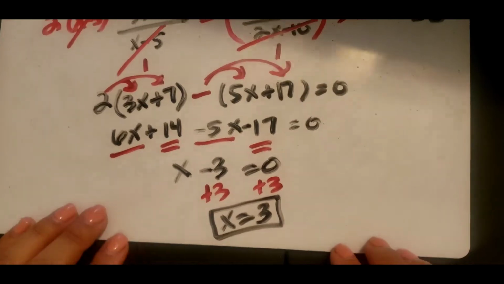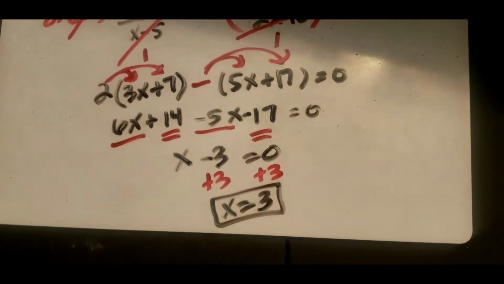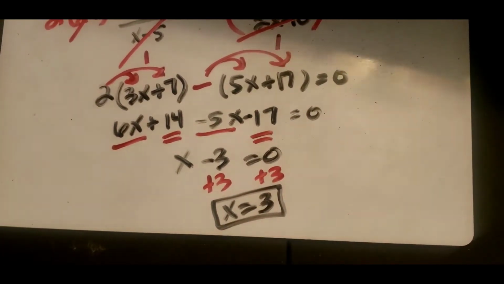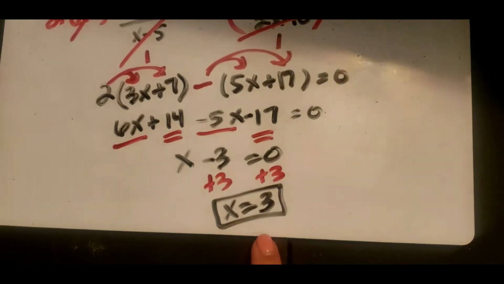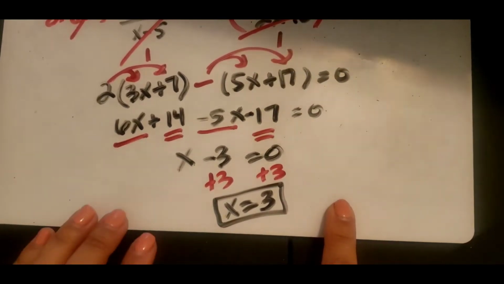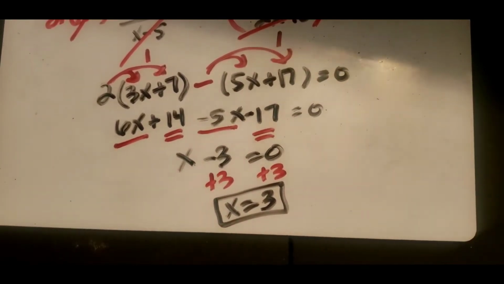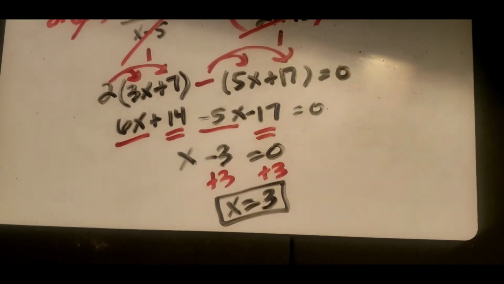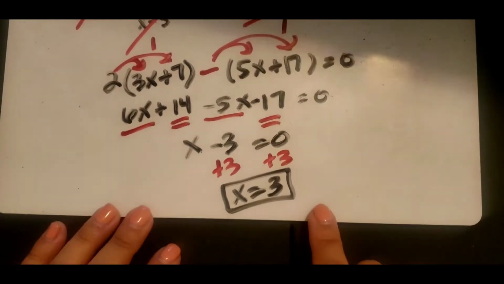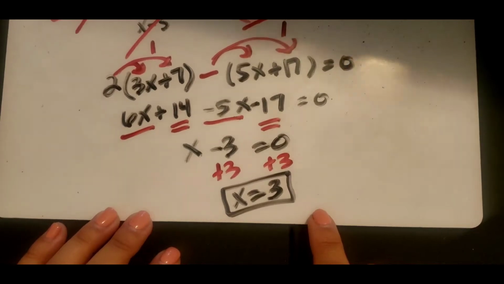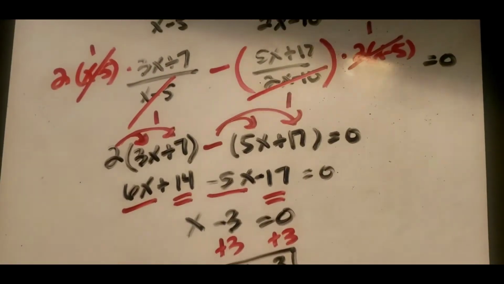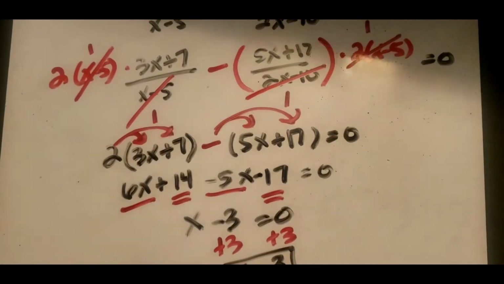Now, a heads up: if we would have ended up with 2 solutions, which, by the way, sometimes you can end up with, like x equals 3 and x equals 5, we wouldn't have included x equals 5 anyway, because that was an excluded solution. So this is our only solution. All right, awesome. So this is just one example. Let's do another one.